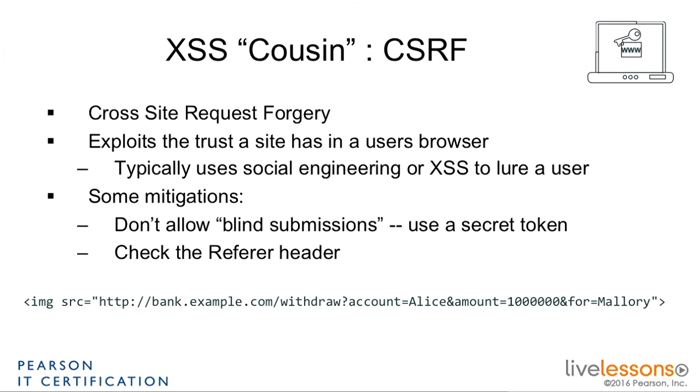Another type of web-based vulnerability is cross-site request forgery, or CSRF. This is what we call the cross-site scripting cousin. It exploits the trust a site has in its users, typically through social engineering and by fooling a user to follow a malicious link. In this example, the screen shows how I can leverage a function to withdraw money from a user called Alice and then put that money into the account of a user called Mallory. Again, this is a really simplistic example, but there are many ways to carry out a cross-site request forgery attack.